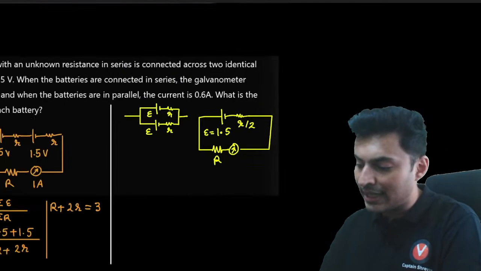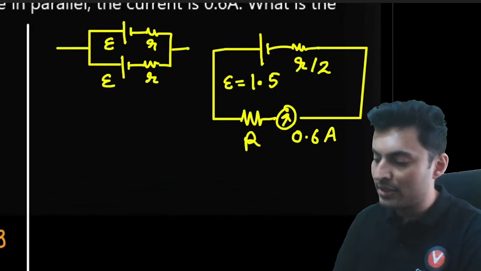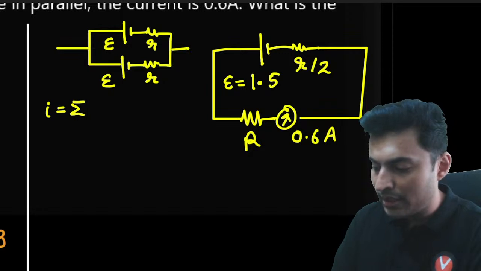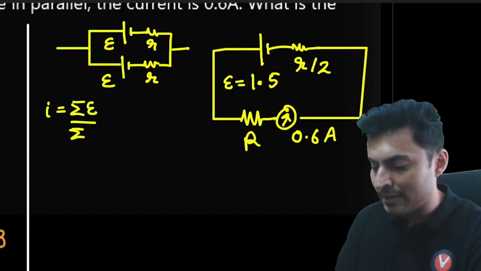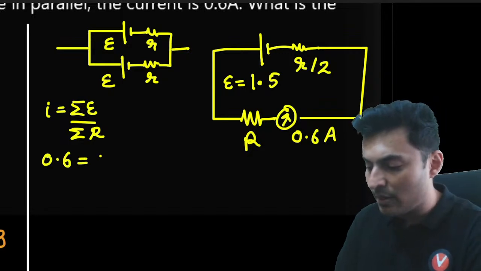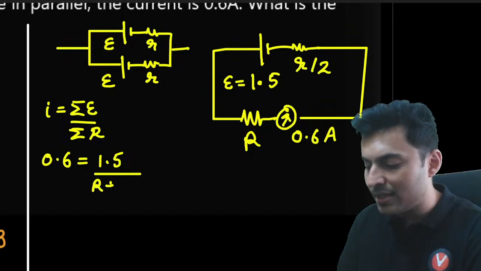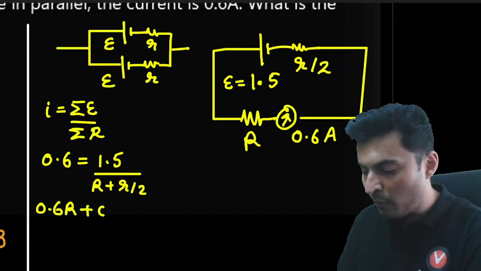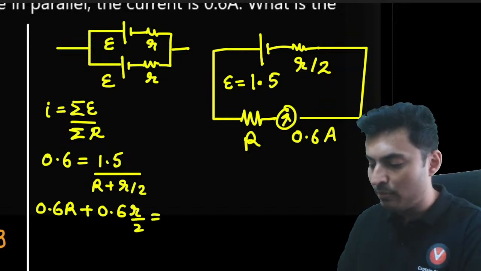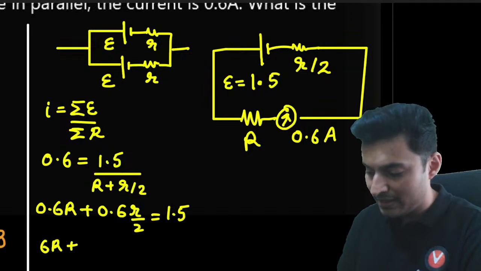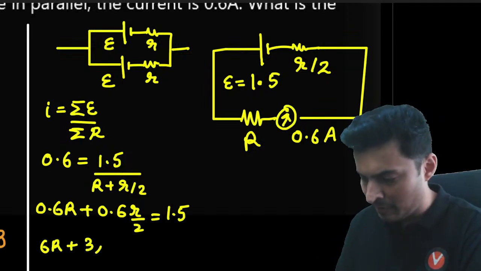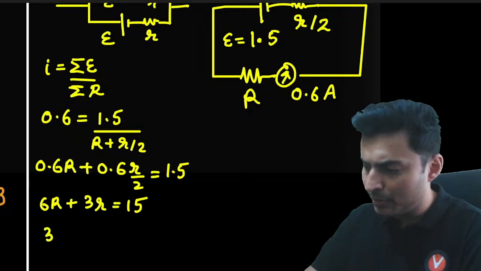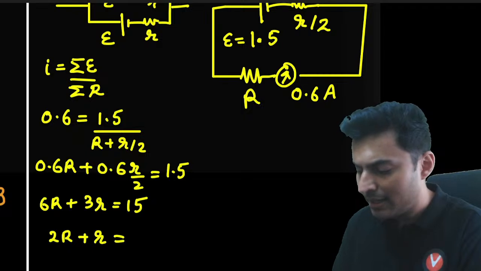So the reading shown in the second case is how much? 0.6 amperes. So how do I know this current? Current is again the total EMF upon the total resistance. What is the current? 0.6. What is the EMF? 1.5 volt. What is the total resistance? R plus small r by 2. Cross multiply. It will become 0.6 times R plus 0.6 multiplied by r by 2 is equal to 1.5. Shift the decimal, it will become 6R plus 6 by 2, which is 3 small r, is equal to 15. Divide by 3 further. So, you will get 2R plus small r is equal to 5.